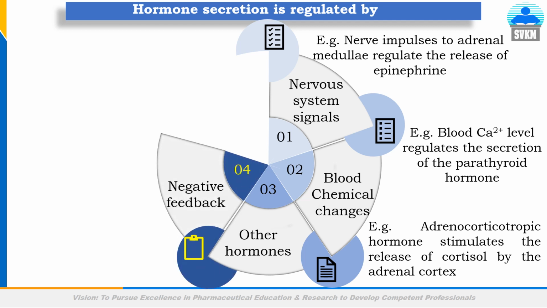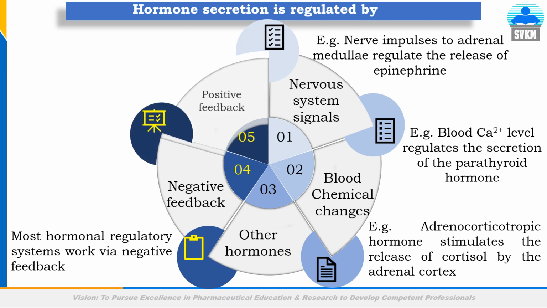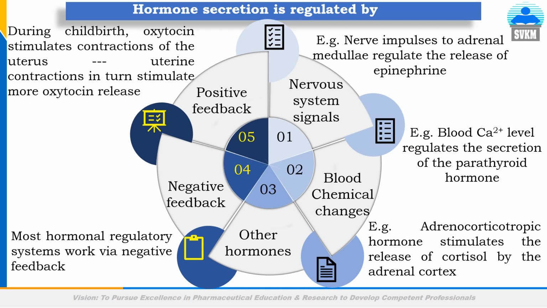Hormone secretion is mainly regulated by the negative feedback mechanism. That means most hormone regulatory systems work via negative feedback, and only a few work with positive feedback. For example, during childbirth, the oxytocin hormone stimulates the contraction of the uterus, and that uterine contraction stimulates more oxytocin release.